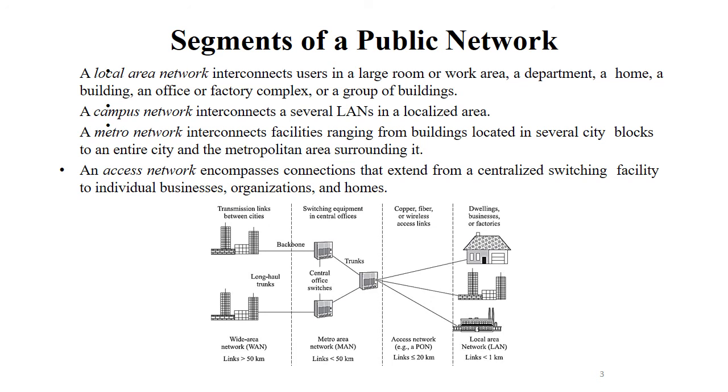Next one is metro network. It interconnects several facilities, ranging from buildings located in several city blocks to the entire city and the metropolitan area surrounding the city. It is also located in different buildings and premises of the city. The next one is access network. It encompasses the connections that extend from the centralized switching facility to individual business organizations and homes. The wide area network spans the boundaries of several cities within a country and even beyond.